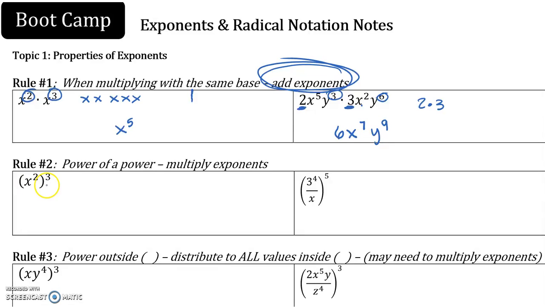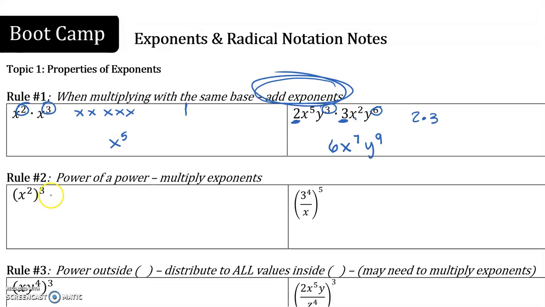When we have a power to a power situation like this, we think of it as x squared times x squared times x squared. And so we have 2, 4, 6 total x's. We're technically just multiplying the powers together.